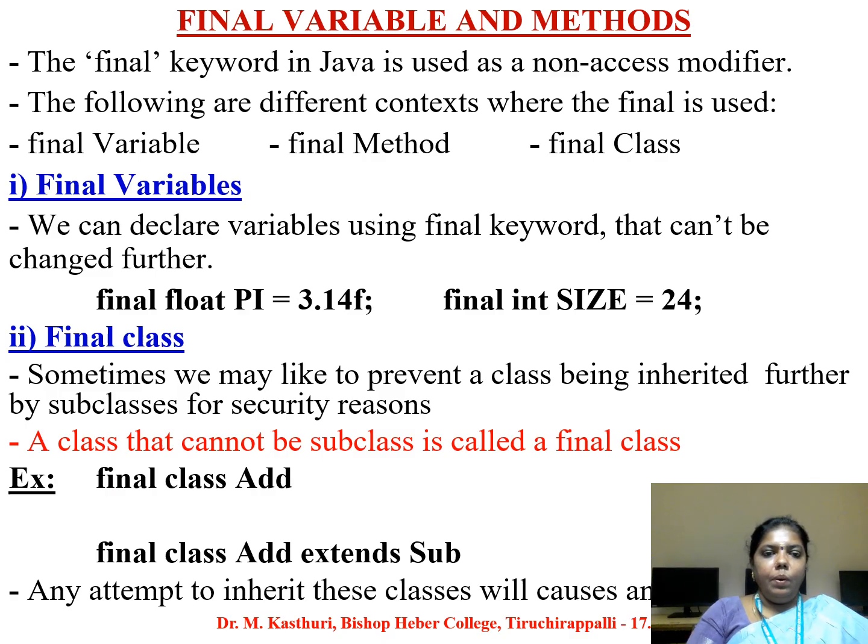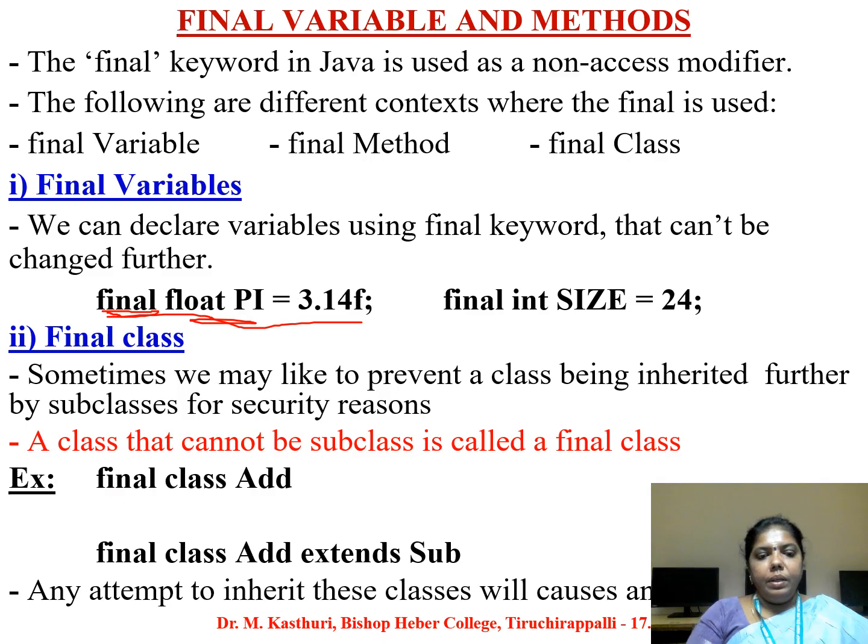First part, how we can create a final variable. For example, consider this particular coding. If you want to create a variable as a final variable, before this variable you need to specify the keyword final. Then this variable pi is converted into a final variable. When you create a variable as a final variable, at that time you cannot change this value any further.